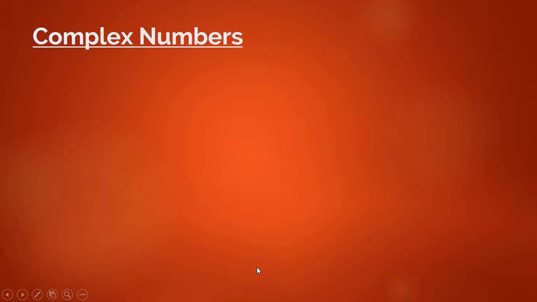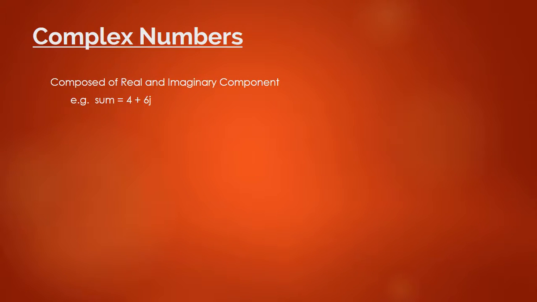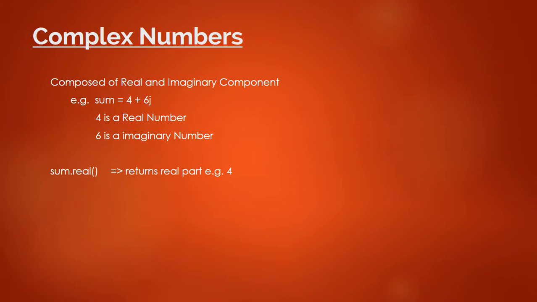Then we have complex numbers. A complex number is composed of a real and an imaginary part. For example, sum is equal to 4 plus 6j. It represents a complex number. So over here 4 is the real part, whereas 6 is the imaginary component of this number.